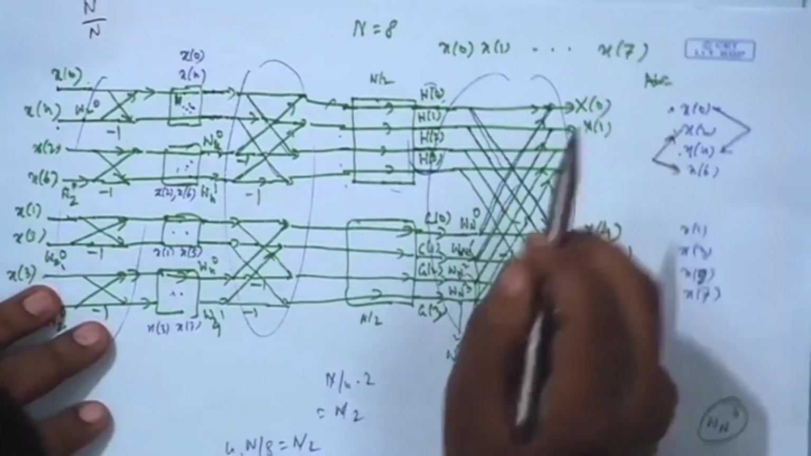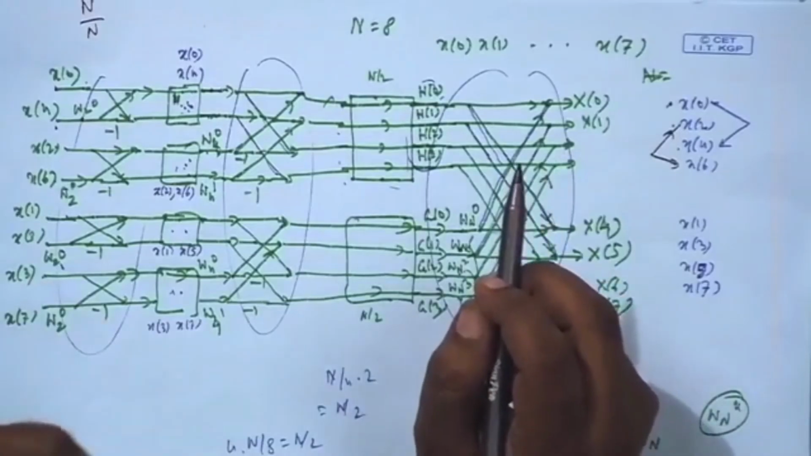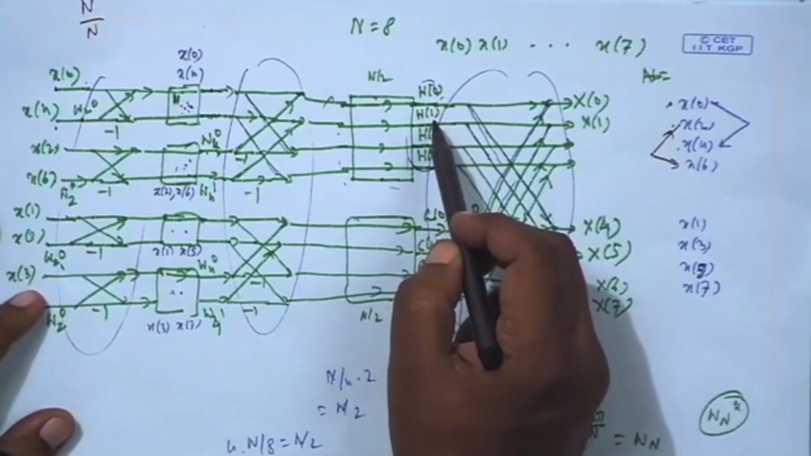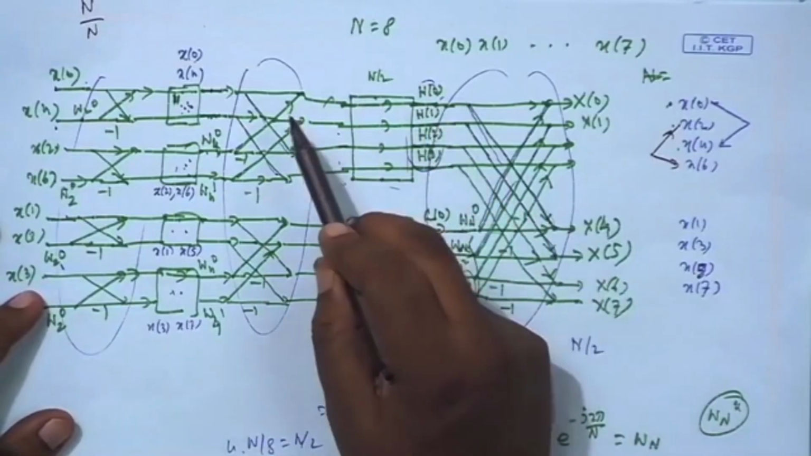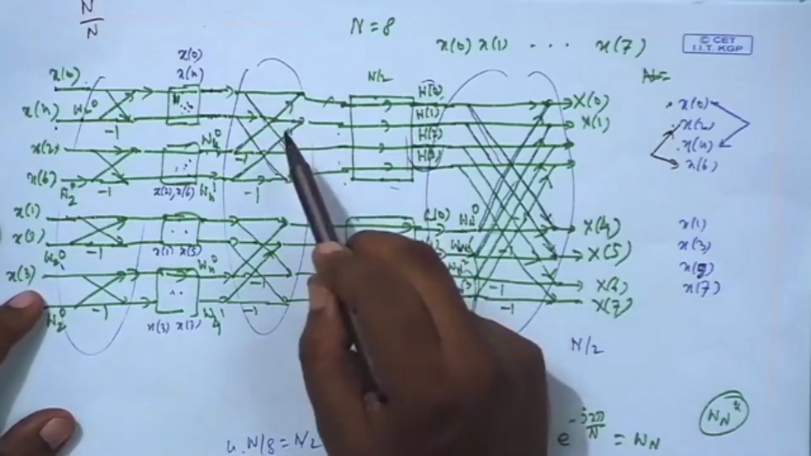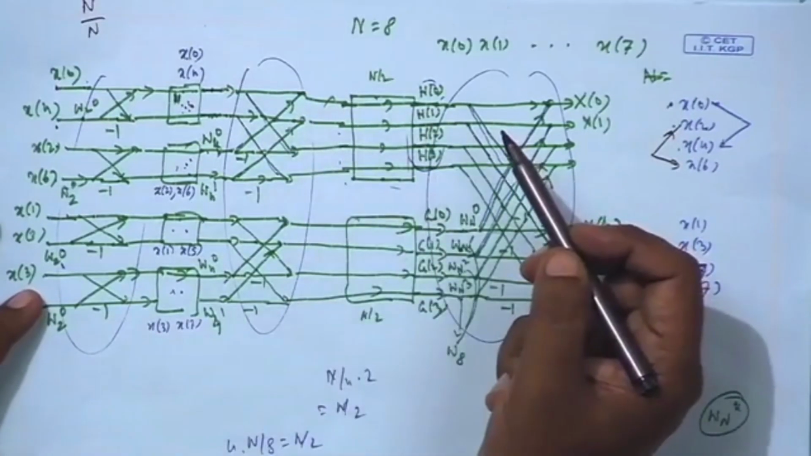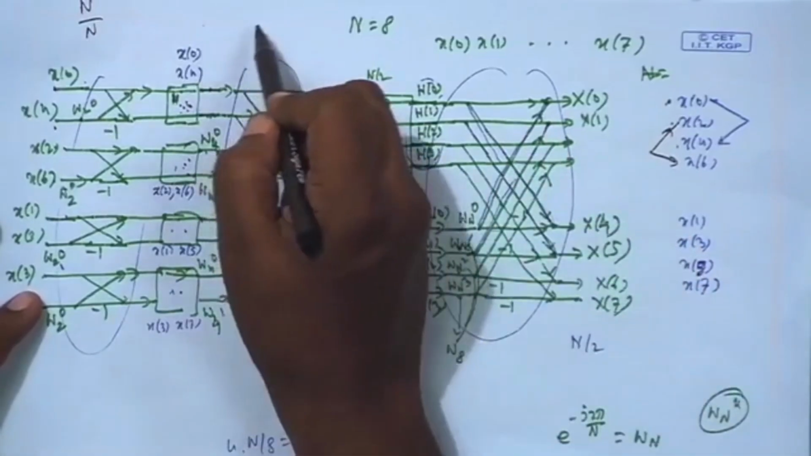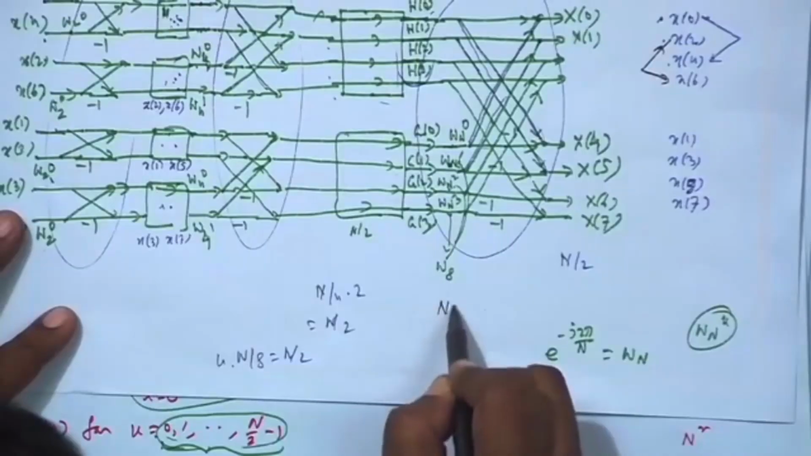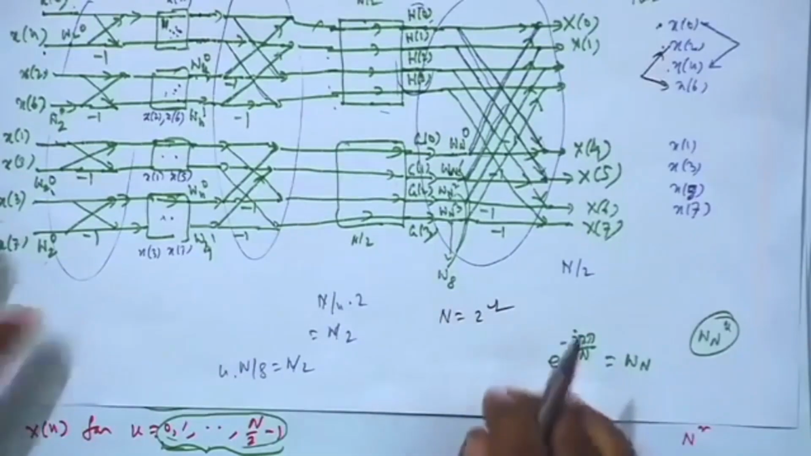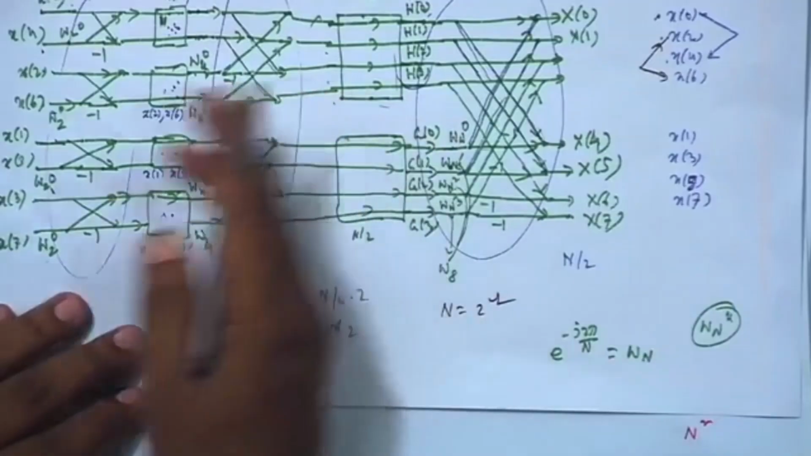Okay. So, how many stages do I have? It is n by 2, then n by 4, and so on. Actually, you remember n was 2 to the power r. Okay. So, we will basically have r stages.